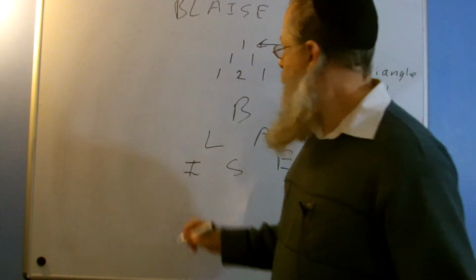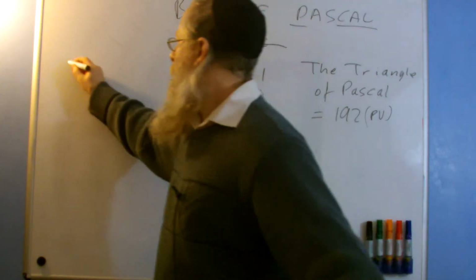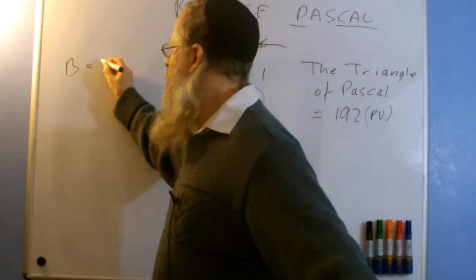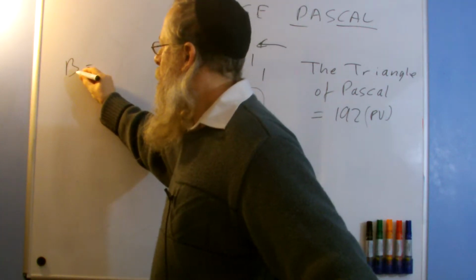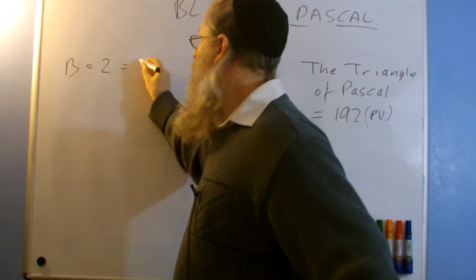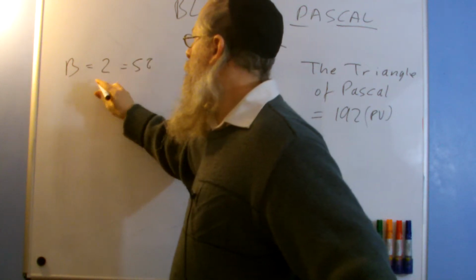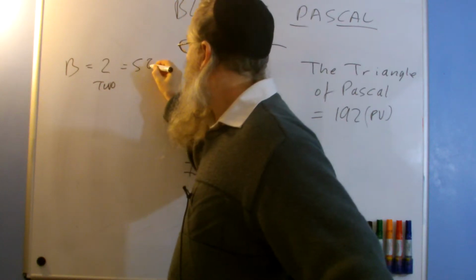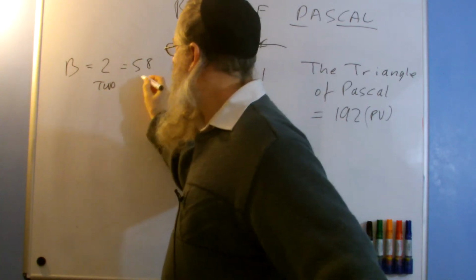We take the B, that's the top, and it's a sort of a ladder. I've done this a few times. You take B as 2, that's the placement value. Its large value is 58 because the word 2 is 58. Okay, and then you work out what 58 is.